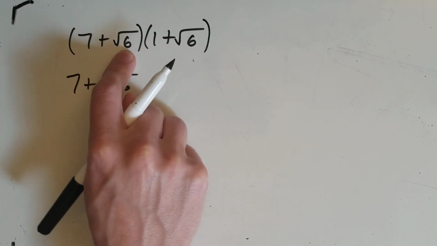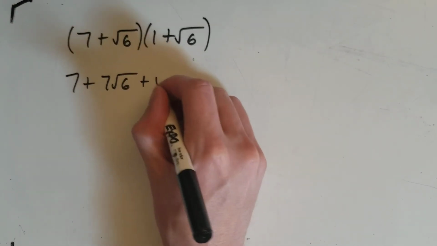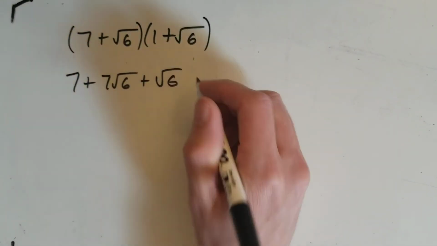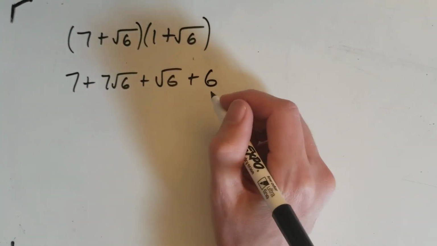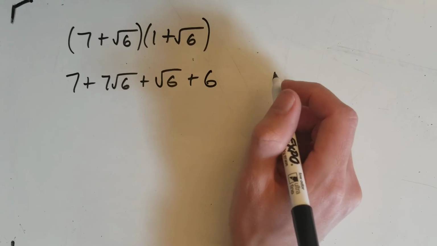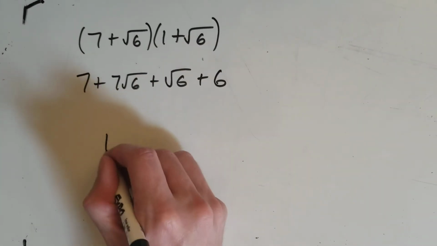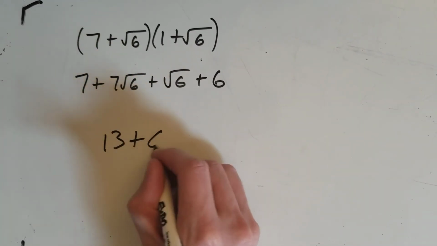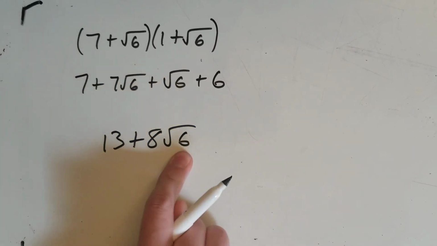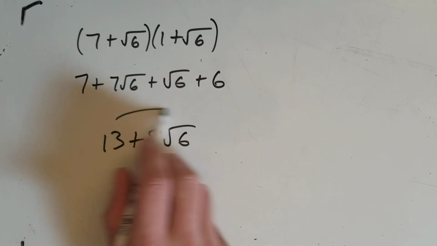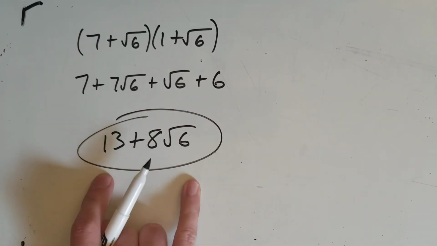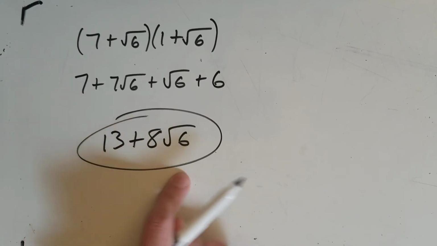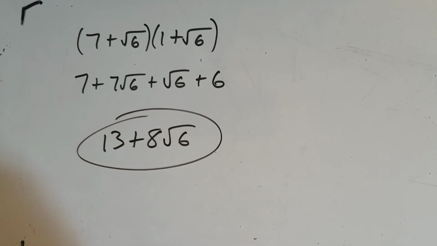Now our inner, root 6 times 1 is plus root 6. Root 6 times root 6 is going to be a positive 6. So now we just need to combine some like terms. So we'll have 13 plus 8 root 6. Can't simplify our radical, and we clearly can't combine any like terms, so we're in simplest radical form like this.